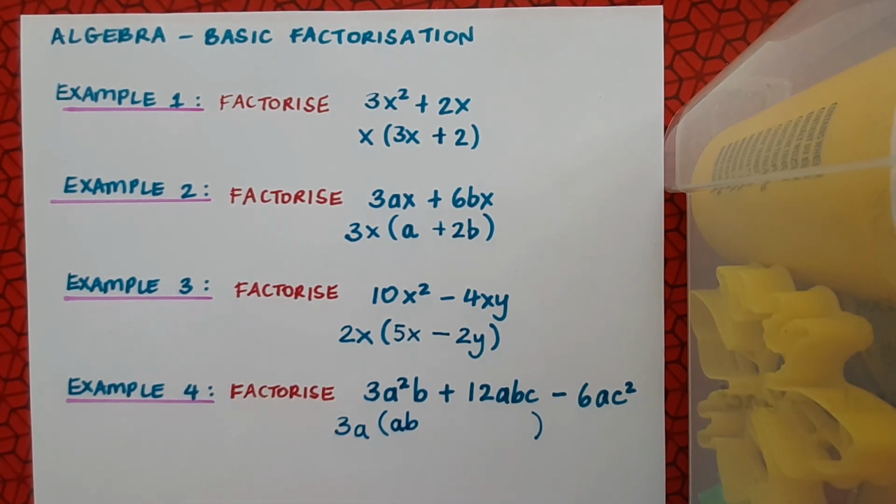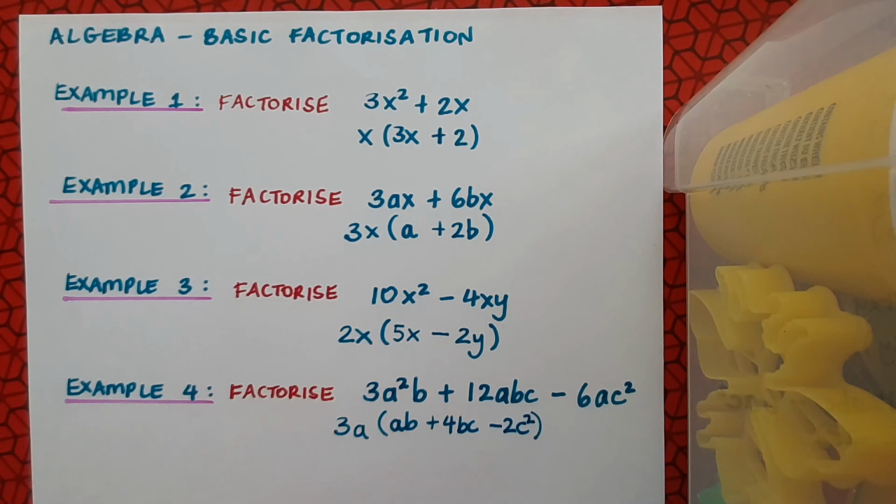3a by what will give 12abc? Well, that will be 4bc. And finally, what would I need to multiply 3a by to get minus 6ac squared? Well, minus 2c squared in this case.